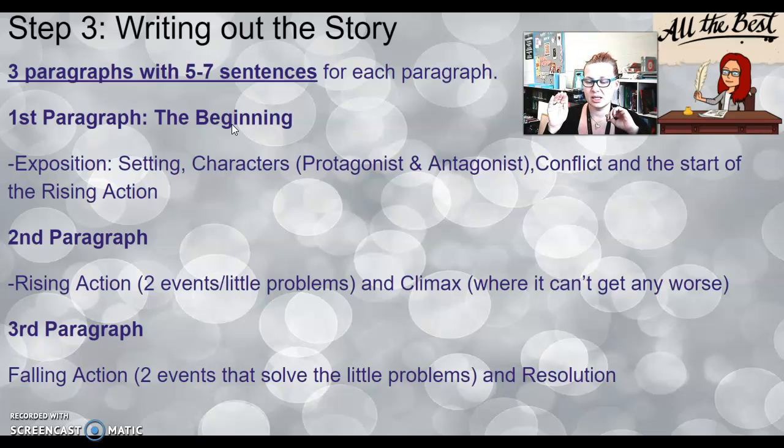And then we're just going to hit the rising action, because tomorrow in class we're going to work on the 2 events of that rising action and that climax, and then paragraph 3 on Wednesday is going to be the falling action, 2 falling events, and the resolution. Thursday is going to be our cleanup, and then we're going to take it and move on because we don't have school on Friday. Yay, you're welcome.